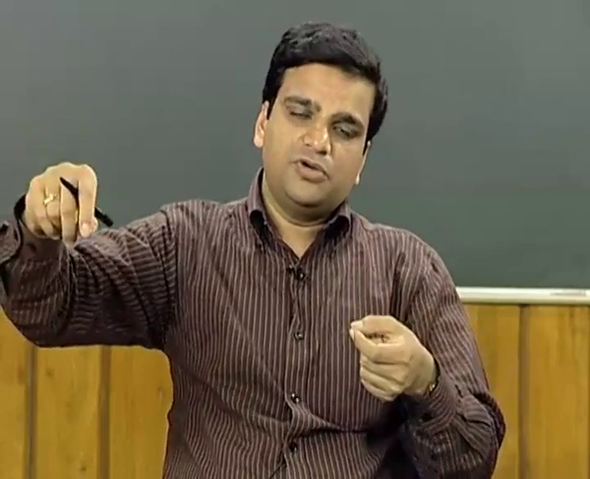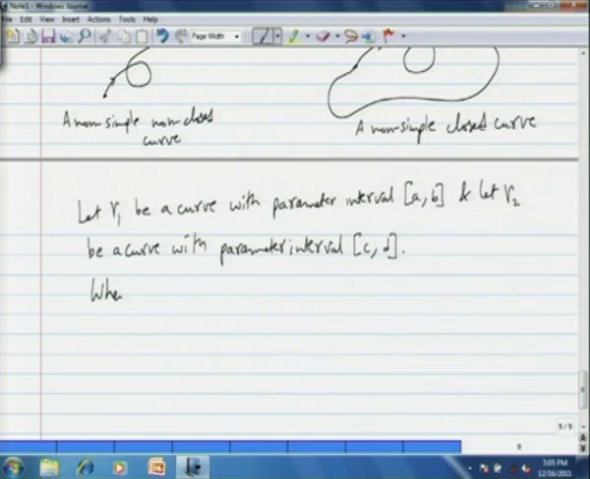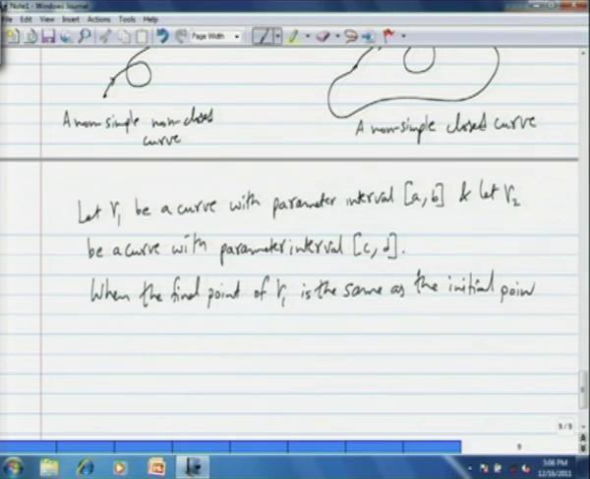So, suppose you have a range of gamma 1, which is some piece of string sitting inside the complex plane, and gamma 2 starts where gamma 1 ends, and it continues from there, another piece of string. What you want to do is define a join of these two. So here is what we will do to define the join. When the final point of gamma 1 is the same as the initial point of gamma 2, i.e. gamma 1 of b in this case is equal to gamma 2 of c.